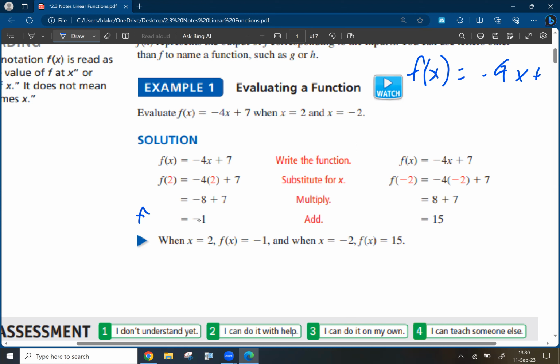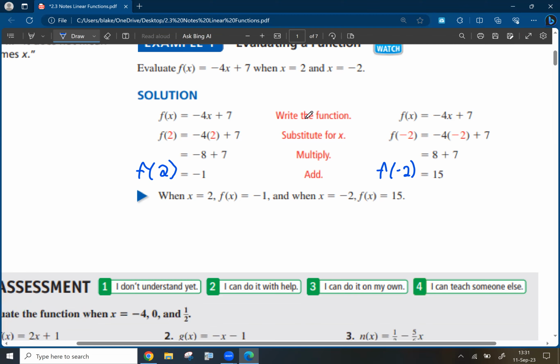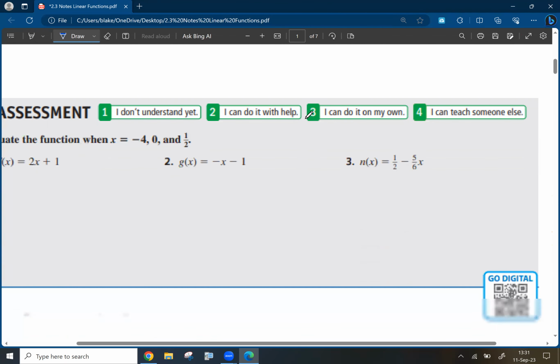So if I wrote f of 2 here and said f of 2 equals negative 1, I'm simply saying the function evaluated at 2 equals negative 1. And same thing, really, when I plug in negative 2. I'm just plugging in negative 2, and at the end, I'm saying my function evaluated at negative 2 comes to 15. So it just means I plugged in negative 2 and it came out to 15. So these are just plugging them in and then writing out our answer, but getting used to the notation.